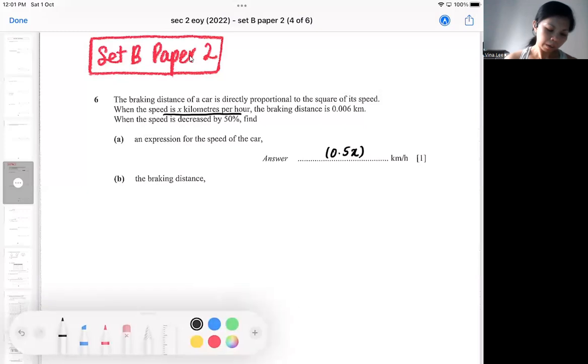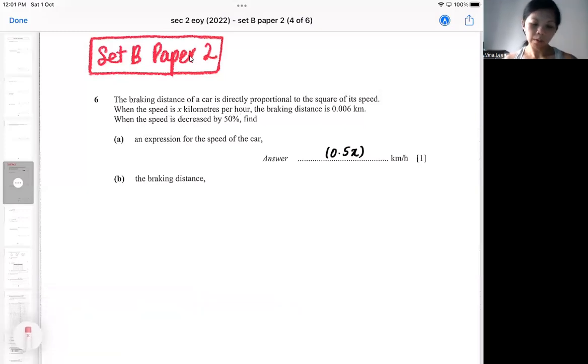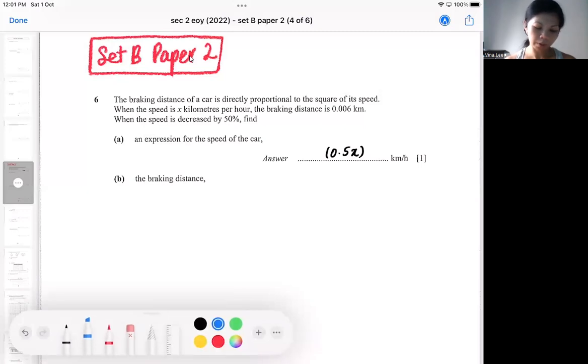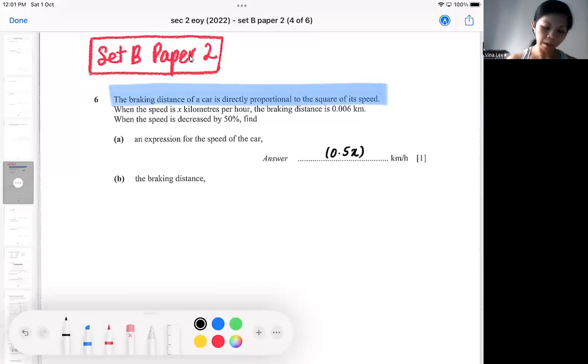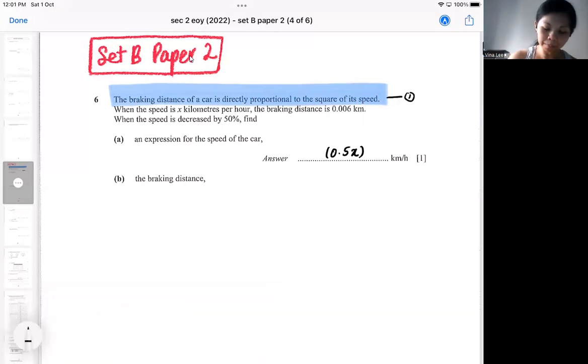If you follow strictly to the context of the question, in the first statement, I will have gotten the setup. If I just strictly look at the first statement, I will have the setup: the braking distance is equal to k multiplied by the speed squared. So that is just from the first statement.